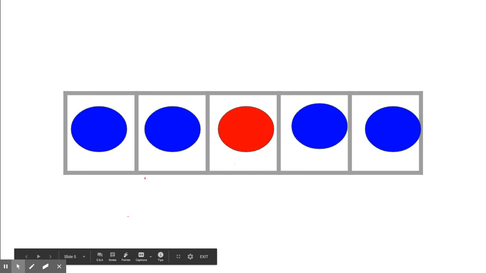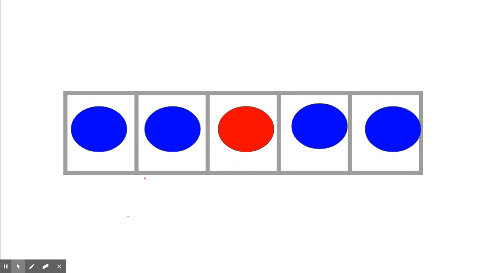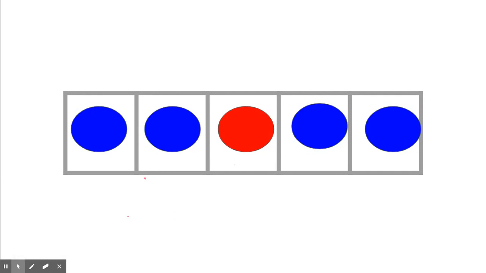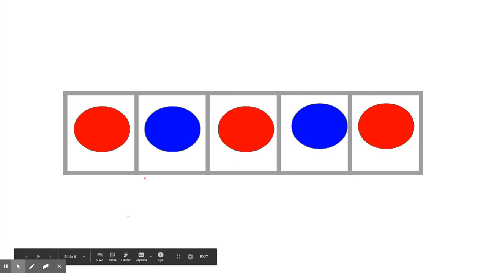Let's try another one. On one hand, show the red dots, and on the other hand, show the blue dots. Let me pause to see what you have. Very good. We had 4 blue dots and 1 red dot. How many is that in all? 5. Good job. This is the last one for the warm-up.